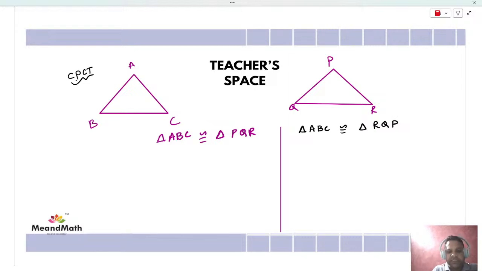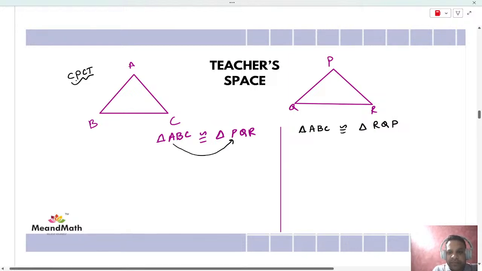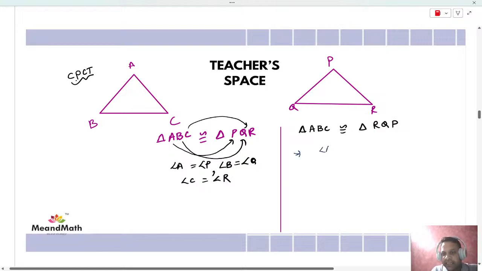Corresponding part means A is corresponding to P, B is corresponding to Q, and C is corresponding to R. Means angle A is equal to angle P, angle B is equal to angle Q, and angle C is equal to angle R. Same thing on the right side: angle A is equal to angle R, angle B is equal to angle Q, and angle C is equal to angle P.